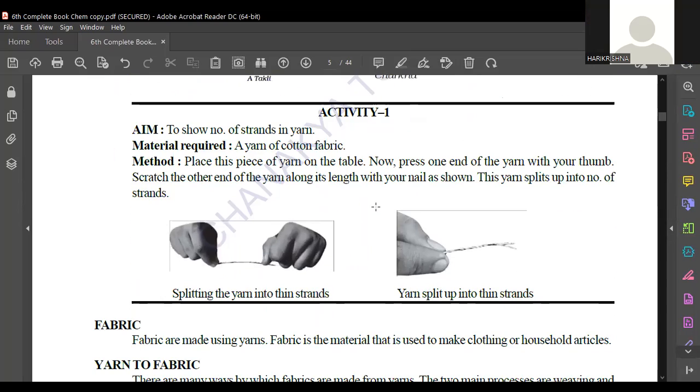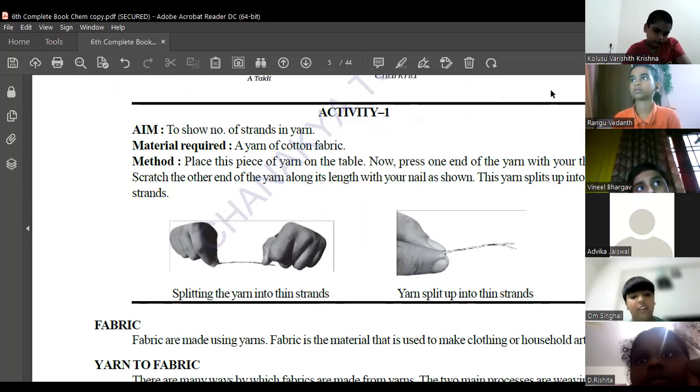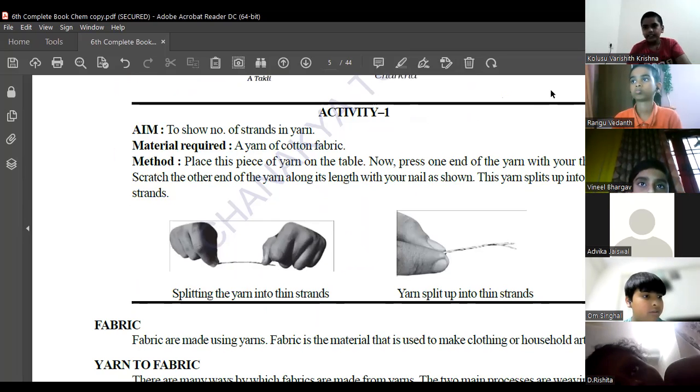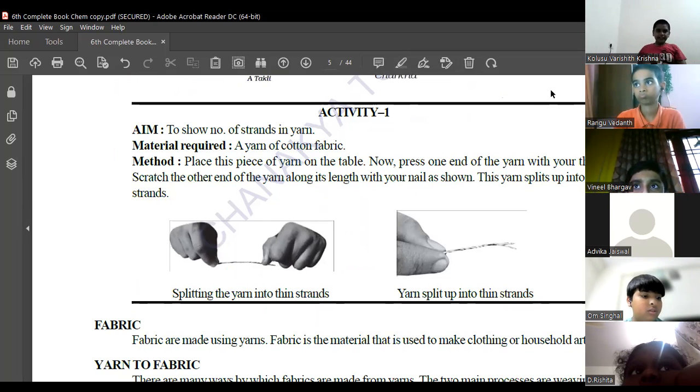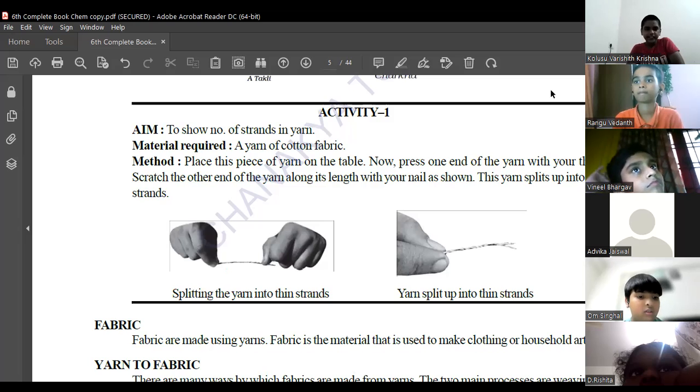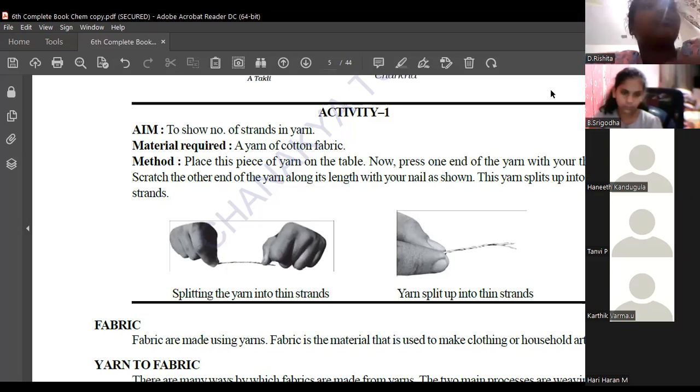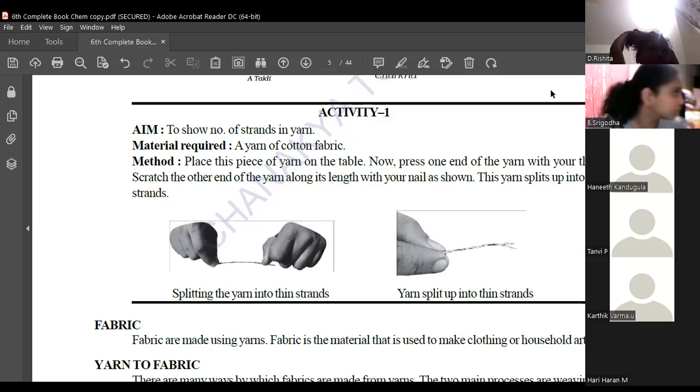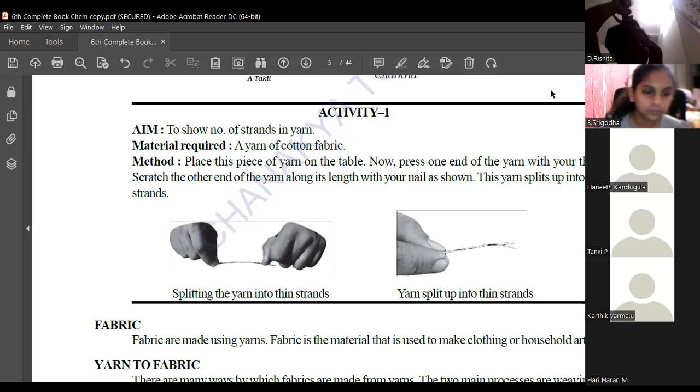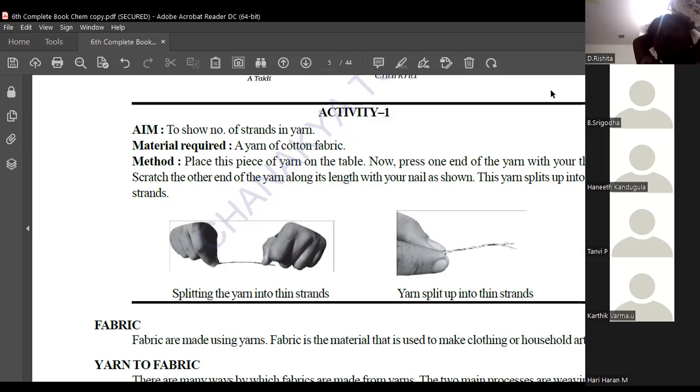Now we'll see the activity. I think we have already done this activity, right? I asked you to do this. Sir, I think this book is also like the NCERT textbook, right? Sir, it has the same photos and videos as the NCERT textbook. We are covering all the things with the help of this.